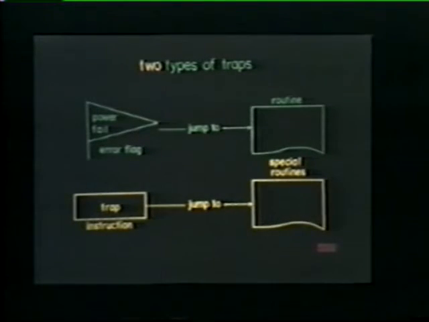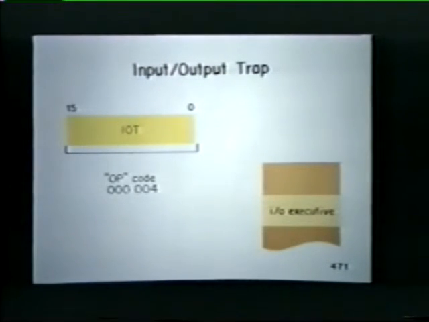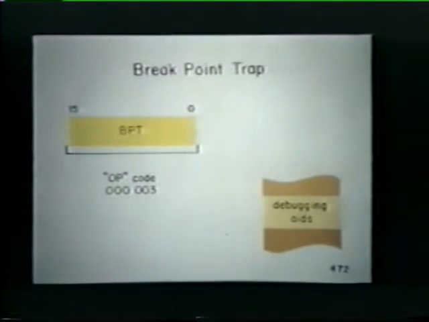Remember how we said that a software trap could be issued by using a trap instruction? Let's now look at these trap instructions. For example, we have an input-output trap instruction. The opcode for this IOT instruction is 000004. The instruction is used by the I/O executive routine. This executive program automatically handles some of the more routine functions of the various I/O devices.